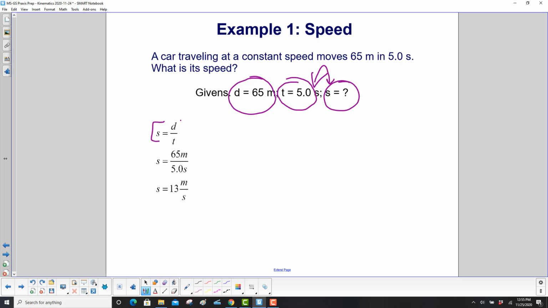So speed, distance over time. Here's the distance. Here's the time. Carry out the math, and we get the speed is 13 meters per second.